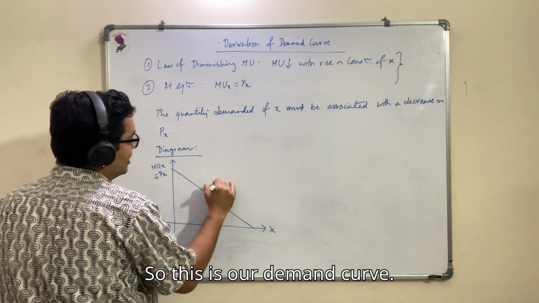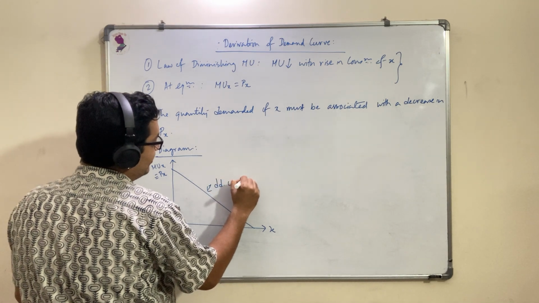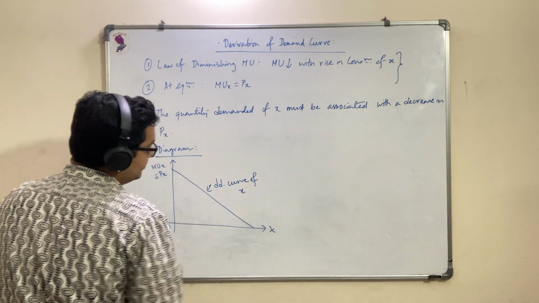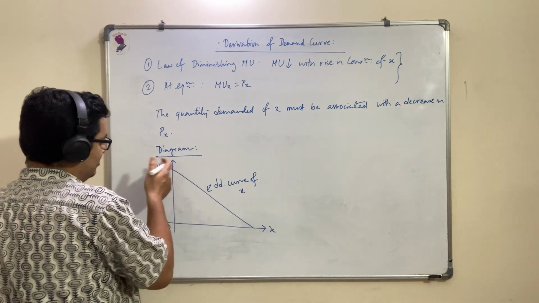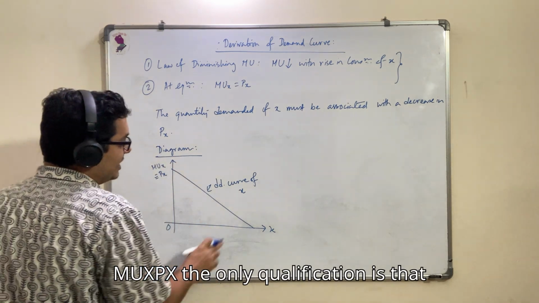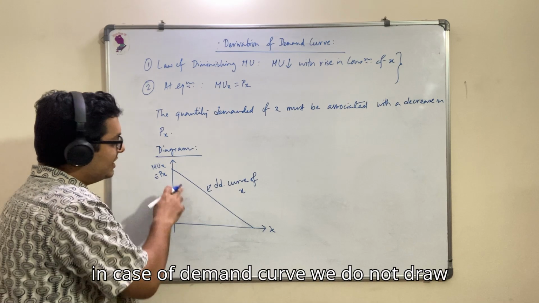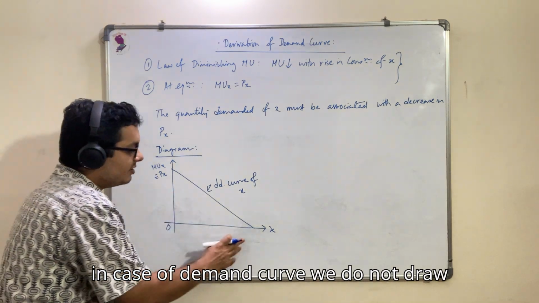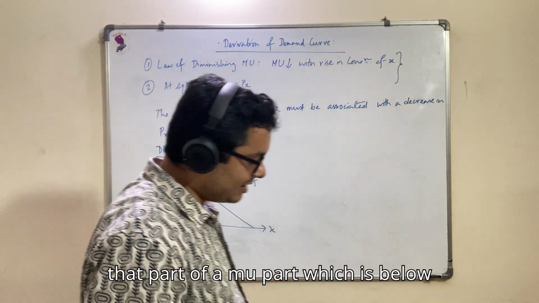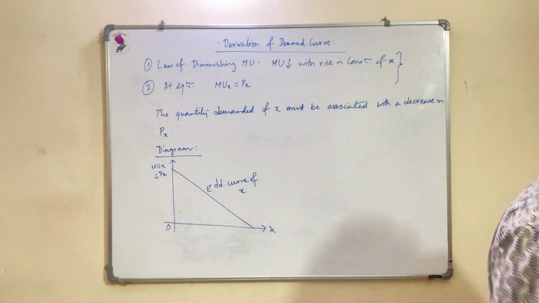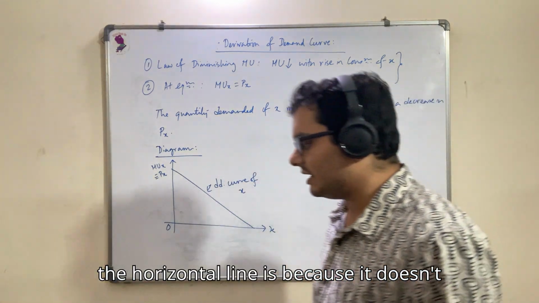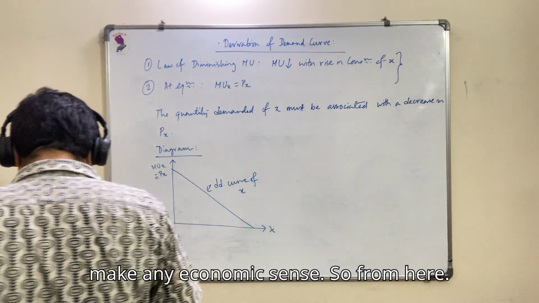So this is our demand curve of X. So we can have it MUX, PX. The only qualification is that in case of demand curve, we do not draw that part of the MU curve which is below the horizontal line. That is because it doesn't make any economic sense.